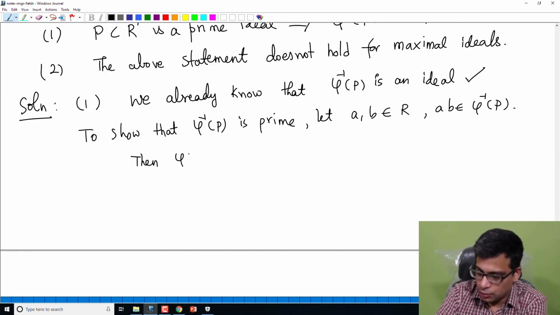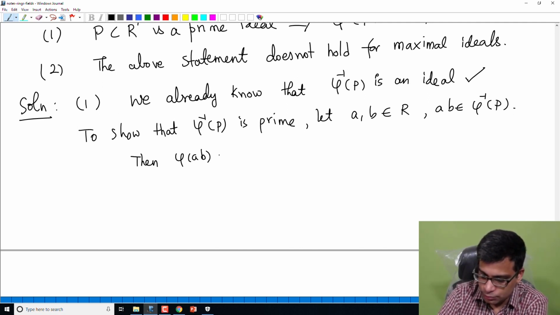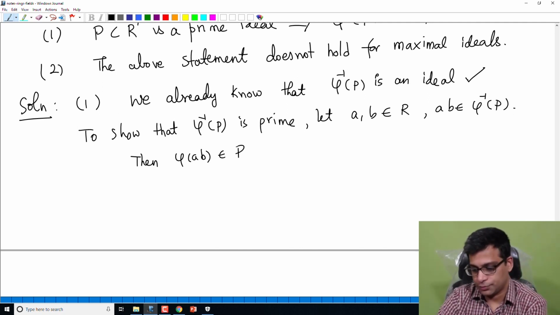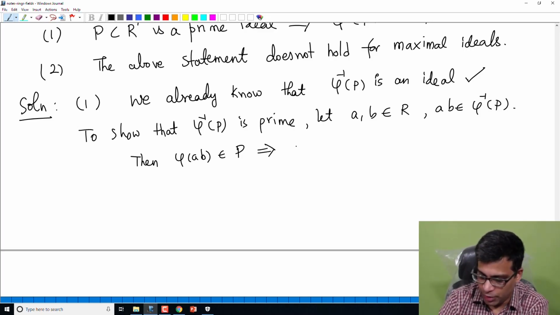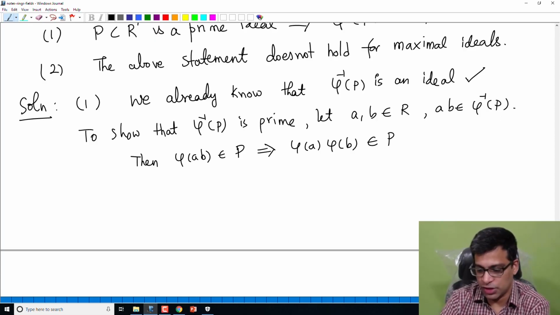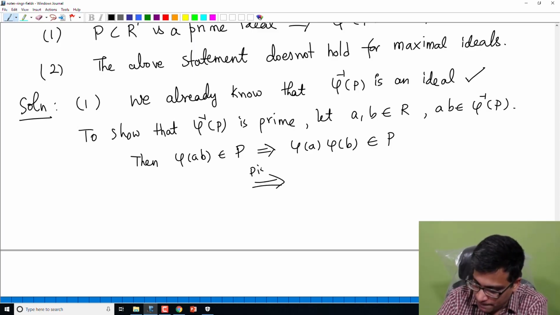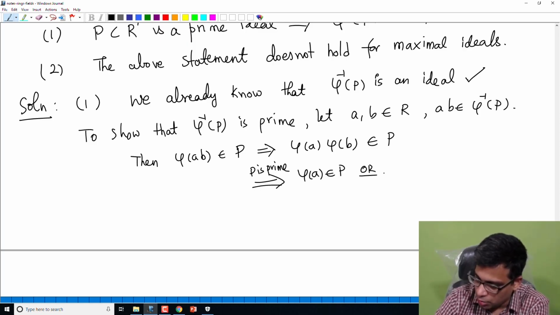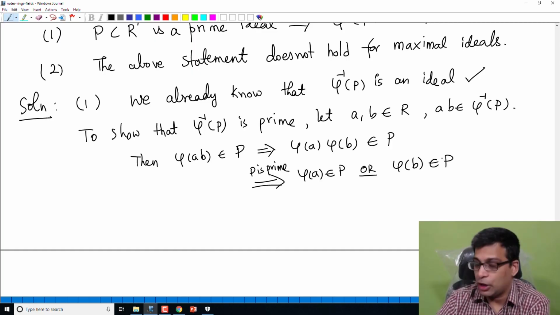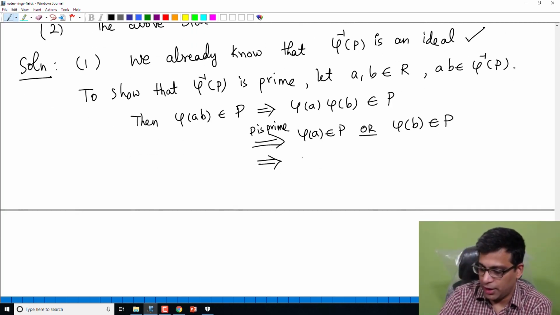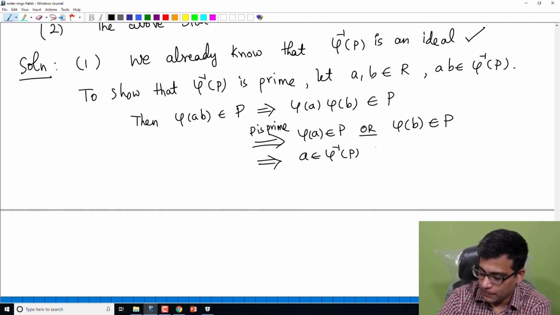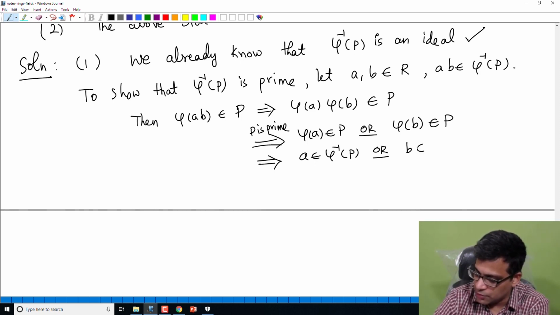Then phi of AB is in P by definition. AB is in the inverse image means phi of AB is in P. That means phi of A times phi of B is in P, because phi is a ring homomorphism. Phi of AB is equal to phi of A times phi of B. Now because P is prime, phi of A is in P or phi of B is in P. Because P is prime, that's the hypothesis. But that means A is in phi inverse P or B is in phi inverse P.